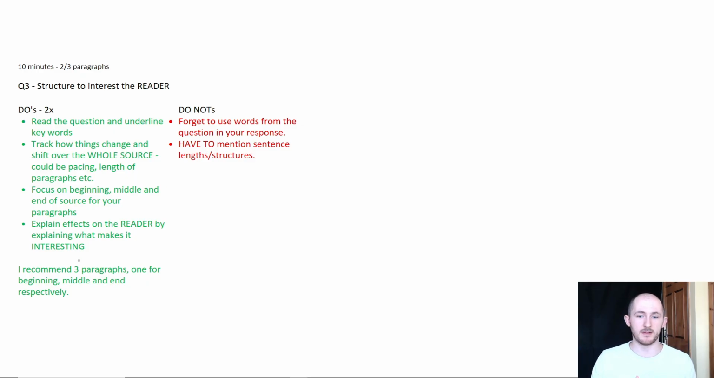So that's again why I recommend 3 paragraphs. And you're going to focus on the beginning, middle and end. Technically, you could get away with doing 2 paragraphs and just doing the beginning and the end. Okay, and then talking about that. That's what I mean by it doesn't matter how much you write per se. And then you explain the effects on the reader.